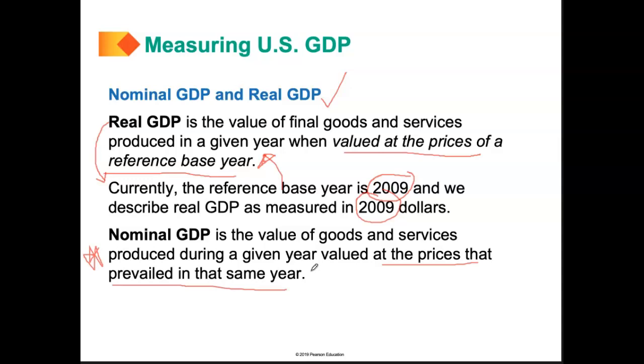So the difference between real GDP and nominal GDP is that nominal GDP uses prices that prevailed in the same year, whilst real GDP uses prices based on some reference year, or a base period. And we'll do an example to make more sense of this.